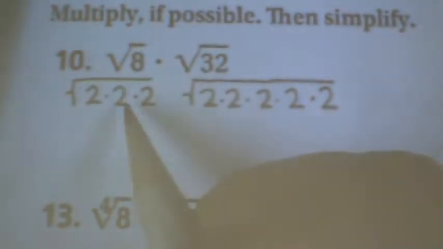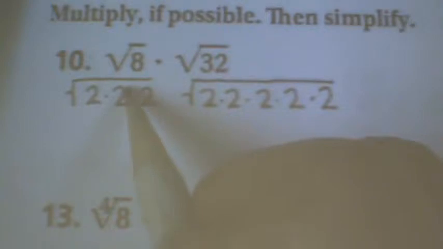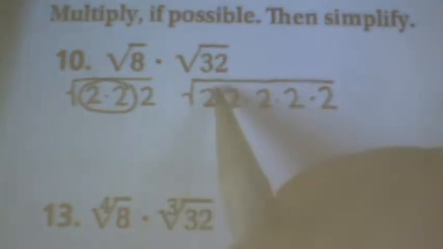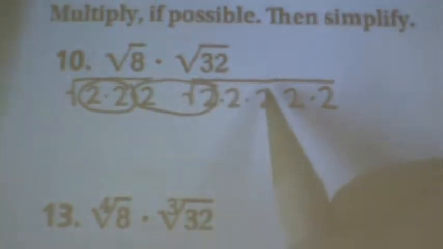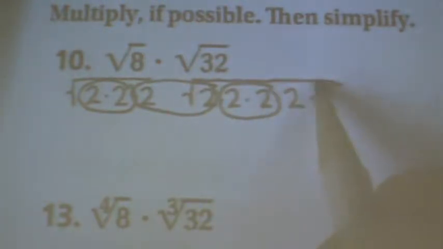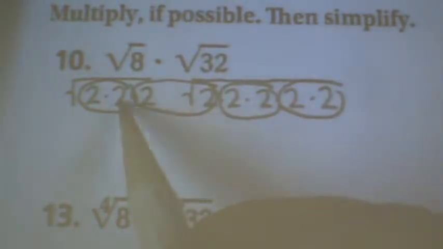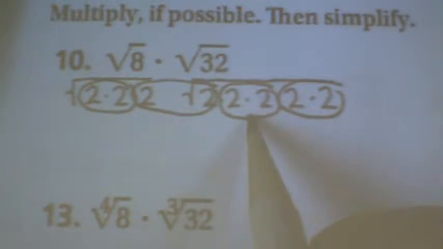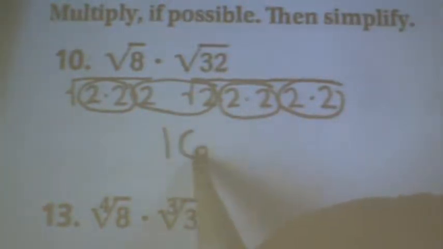So what we're going to do is we're looking for two of a kind because it's a square root. So we have one set of 2's, 2 sets of 2's, 3 sets of 2's, and 4 sets of 2's. So 2 times 2 is 4 times 2 is 8 times 2 is 16. So the answer is 16.